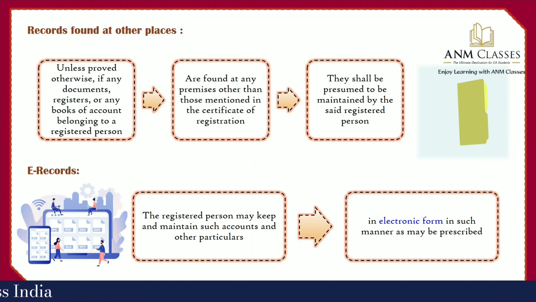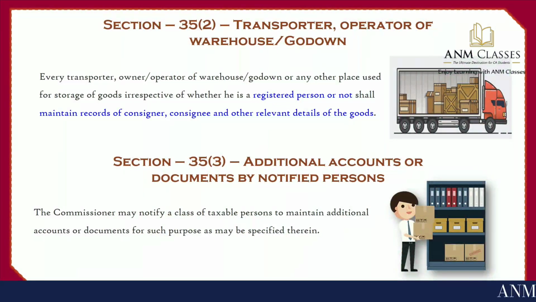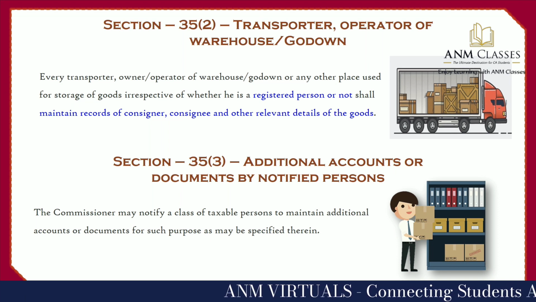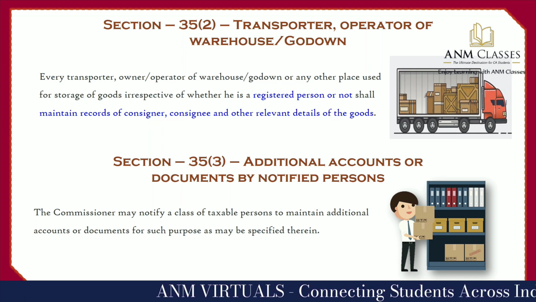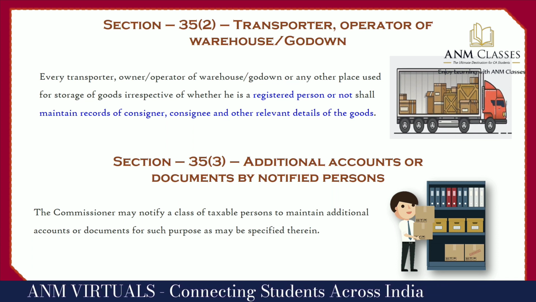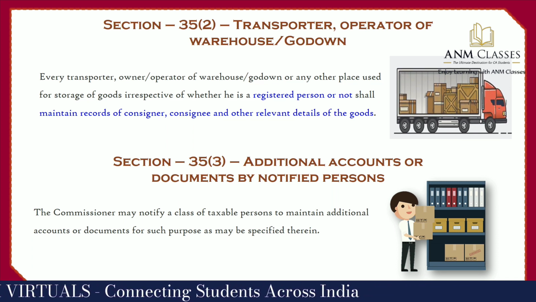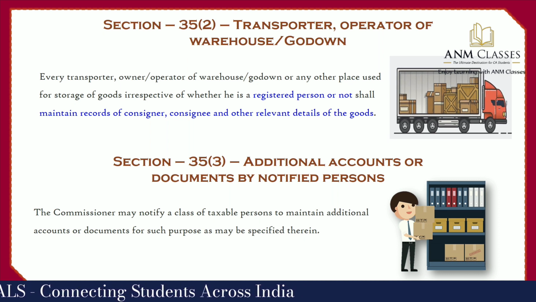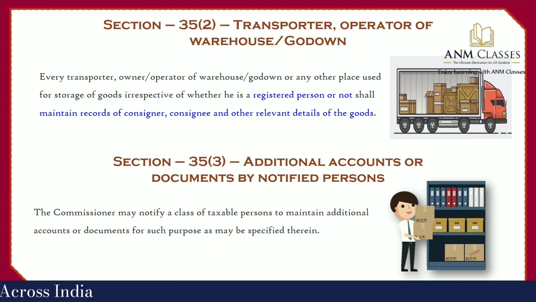And is it possible to maintain the records in e-records way? I am moving into 35 subsection 2. Transporter, operator or warehouse keeper or godown person, what records are they supposed to maintain? Sir, every owner or operator of a warehouse or godown or any other place used for storage of goods, irrespective of whether he is a registered person or not, shall maintain records of consignor, consignee and other details of the goods.